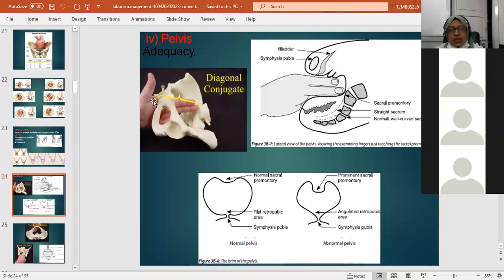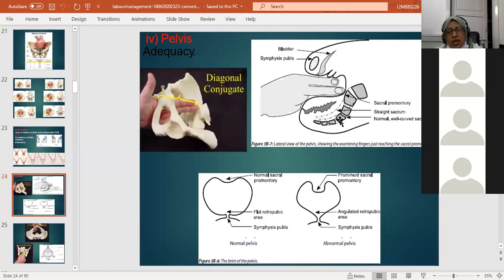For the inlet, the landmark for adequacy is that the sacral promontory should not be reachable. Like this, we introduce our finger and assess the sacral promontory. It should not be reachable. It should not be prominent, so it should not be convex. Then this is the hollow of the sacrum. The hollow of the sacrum should be curved. It should not be straight. For the gynaecoid pelvis, the hollow of the sacrum should be concave. It should not be straight like this. It should be concave like this.